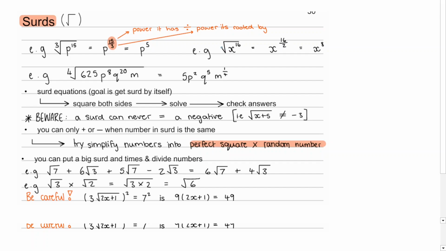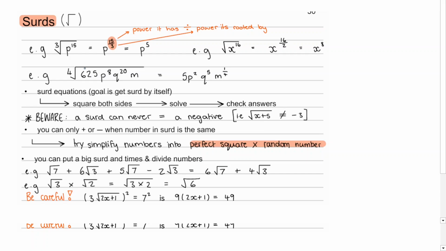Here's another example. You're tempted to say the square root of x to the 16 is x to the 4 because you're tempted to square root 16, but don't do that. It's the power it has, 16, divided by what it's rooted by, and if there's nothing there, it's a 2. So it becomes x to the power of 8.